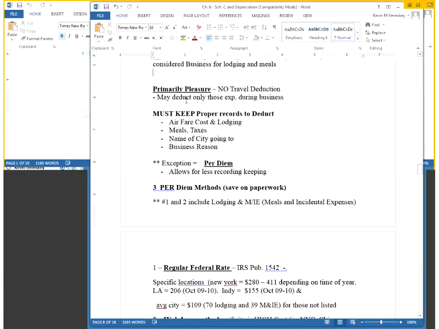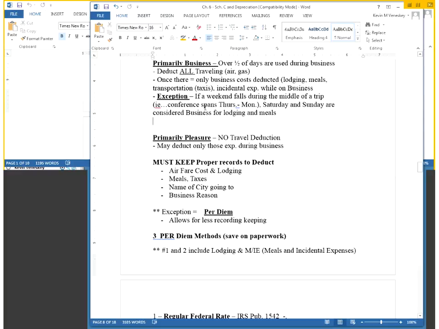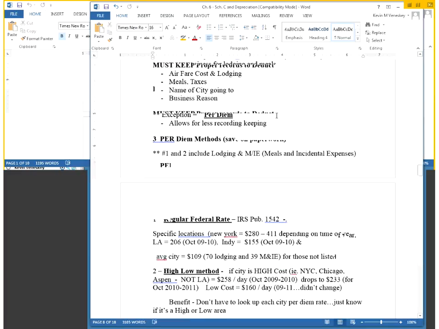If you're there for primarily pleasure, that means over half the time is pleasure. You can still deduct the days that you're doing business and any business costs. You just can't deduct the travel to and from there or any lodging. You can't deduct lodging for the days you were there for primarily personal reasons, except on the weekend. If you're there over the weekend because for business purposes you need to be, then you can deduct that weekend.